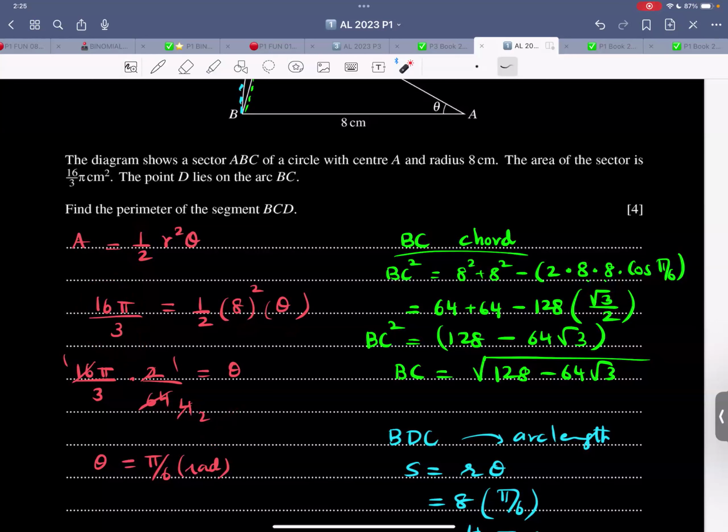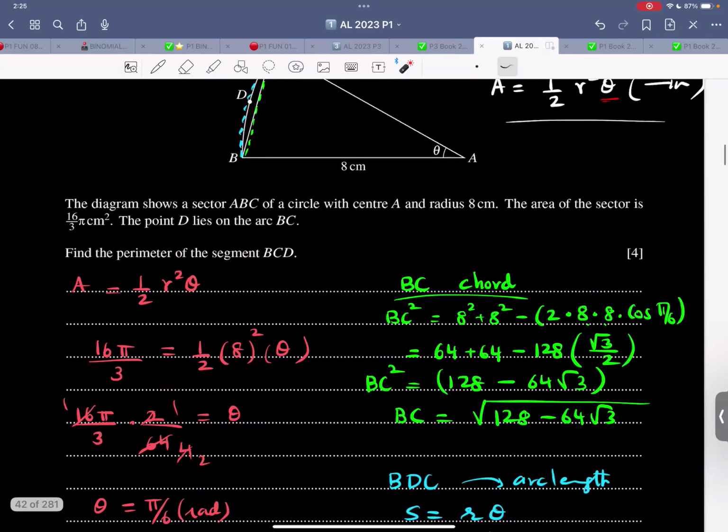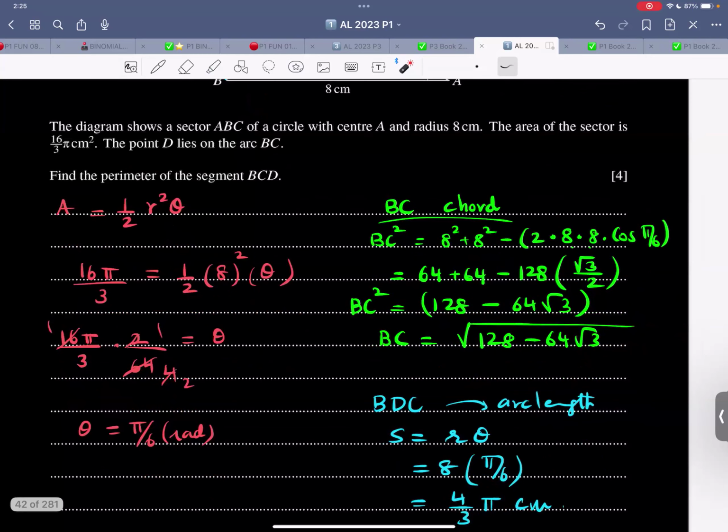So this is the first thing that you achieve. Now we are interested in the perimeter. So I need the arc length. I need the chord. For the chord, I'll use cosine rule. So 8 square minus 2 into 8 into 8 into cosine of pi/6. I'm working in exact ratio. They did not specify exact or inexact. I'm working in exact. So BC is this thing.